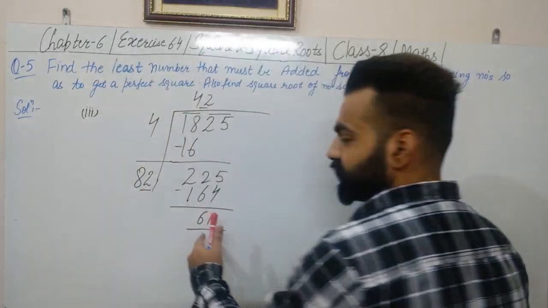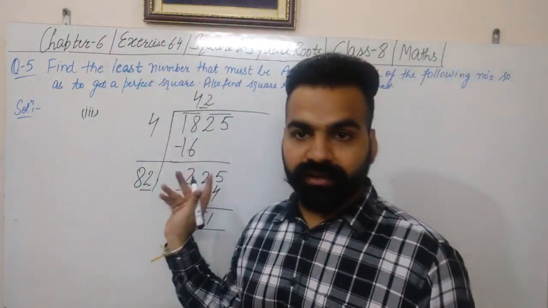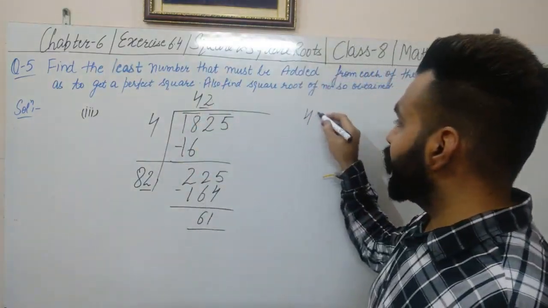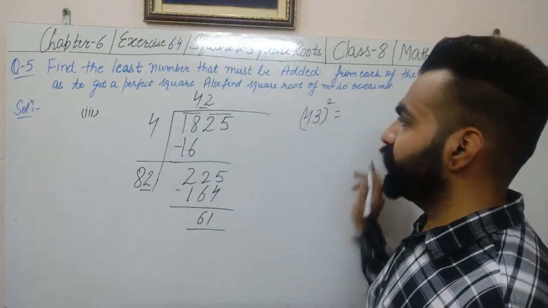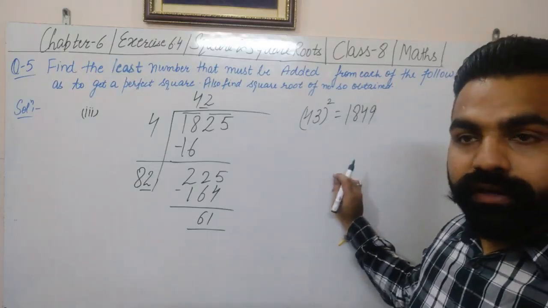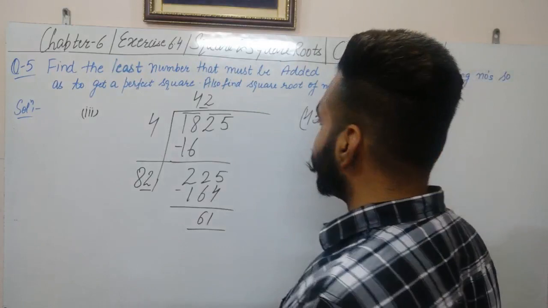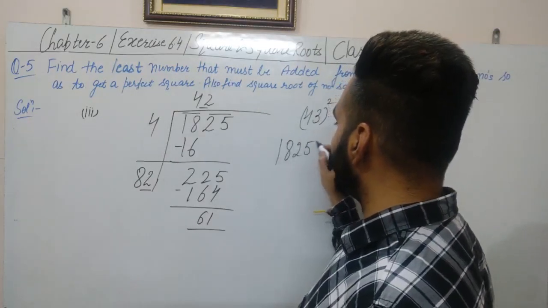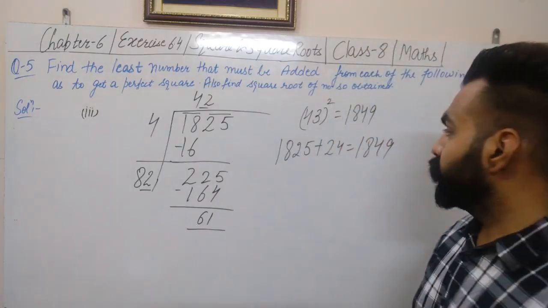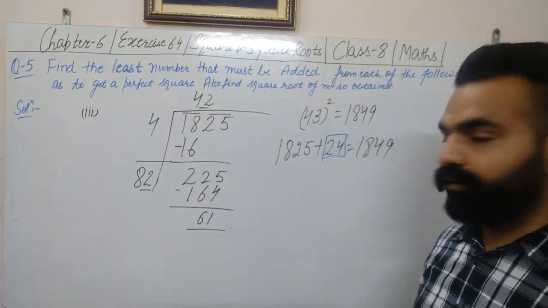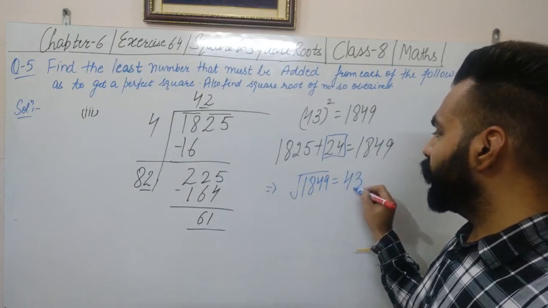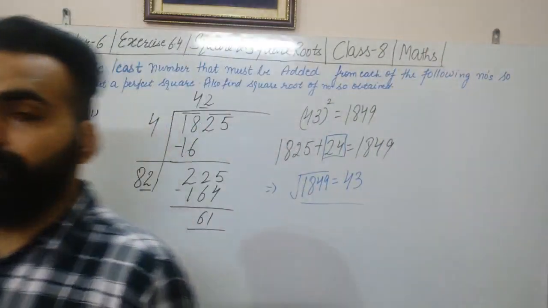So since the divisor is greater than the remainder and no pair is left here, we will not do further division. Now what is quotient here? Quotient here is 42. So we have to think next number 43 square. So 43 square is 1849. Clear? But we have to add in 1825. So if we add 24 into 1825, it will become 1849, which is a perfect square. So 24 is the number which must be added, and square root of 1849 will be equal to 43. So this was third part.